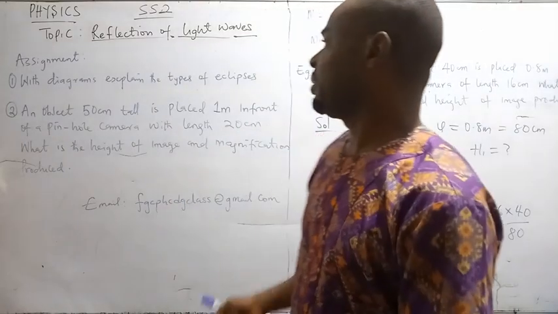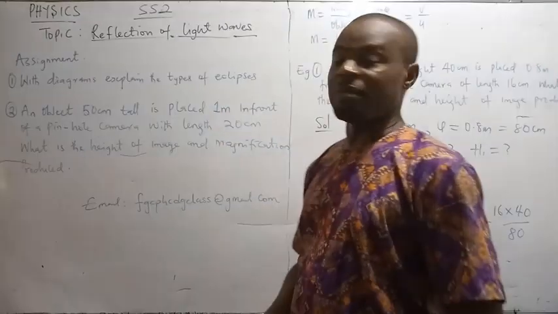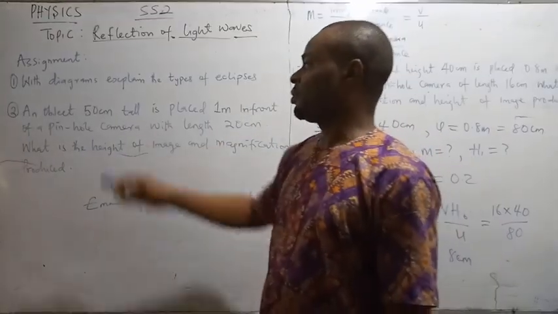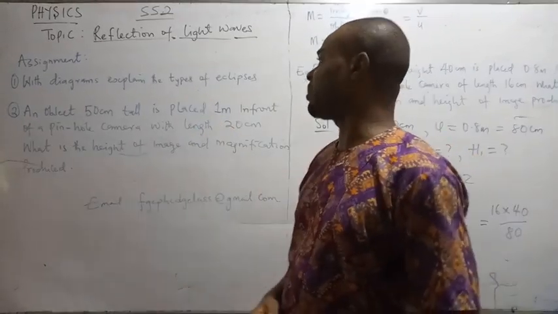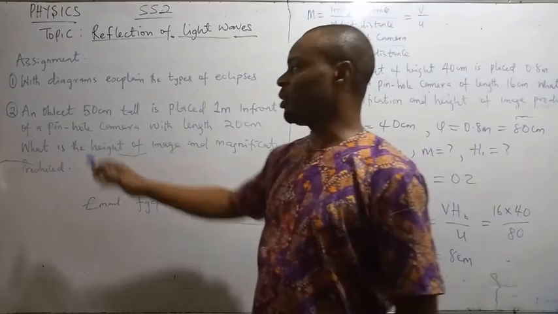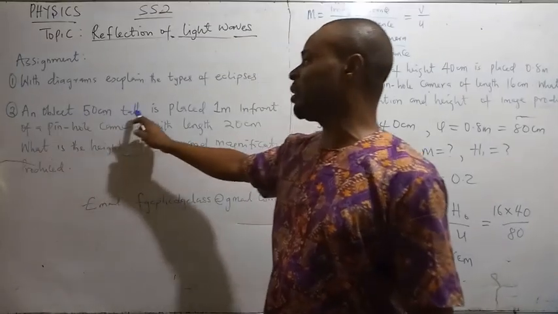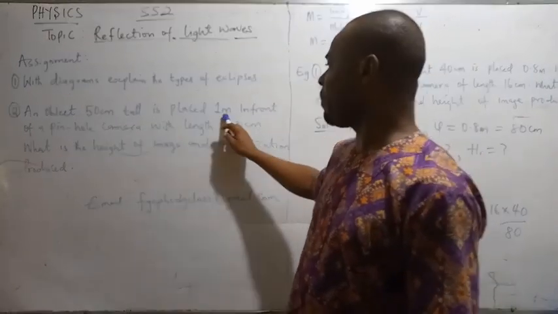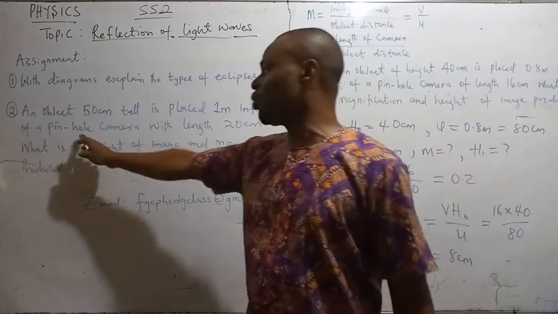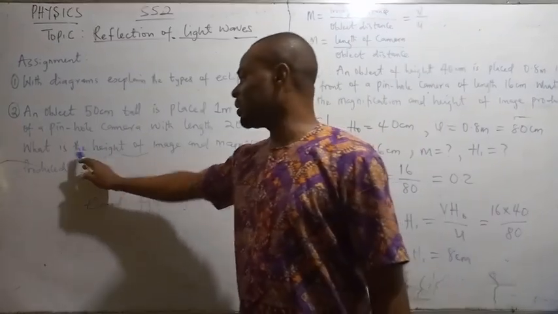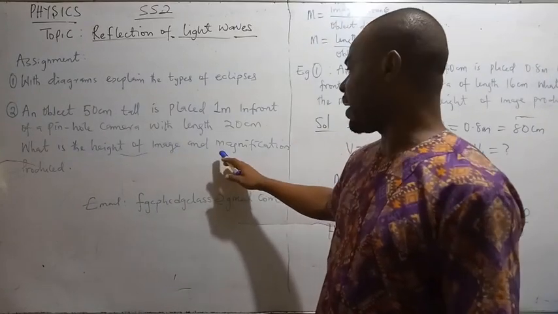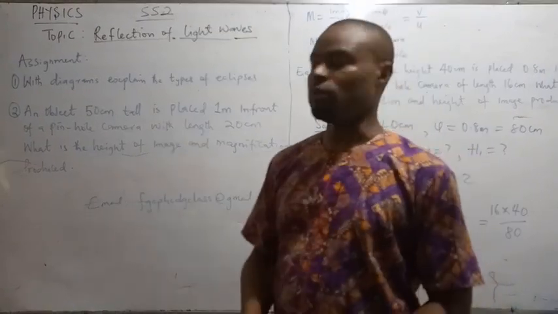Okay. Take this as an assignment. The first one, with diagrams, explain the types of eclipses. And number 2, an object 50 cm tall is placed 1 meter in front of a pinhole camera with length 20 centimeters. What is the height of image and magnification produced?